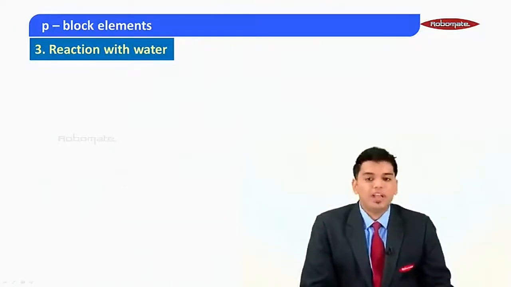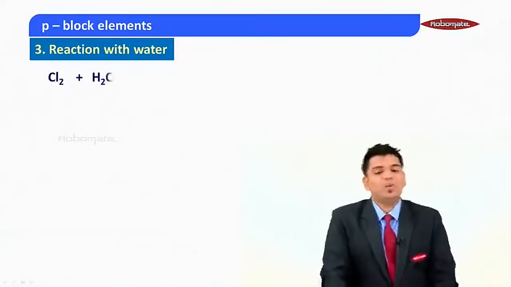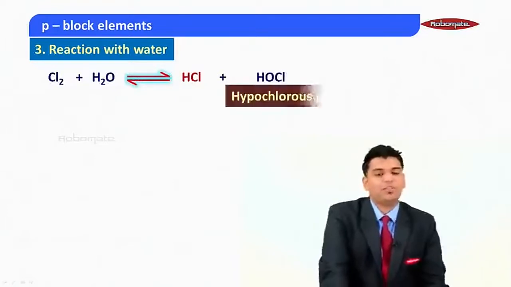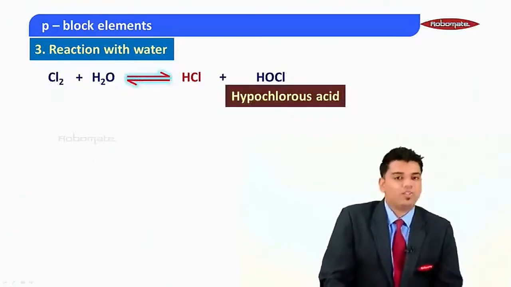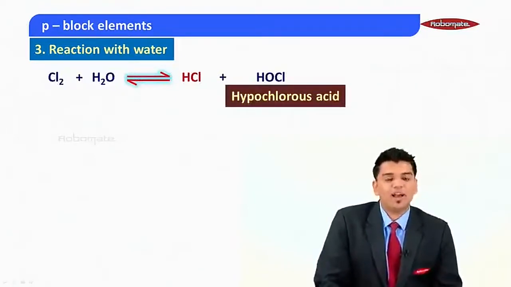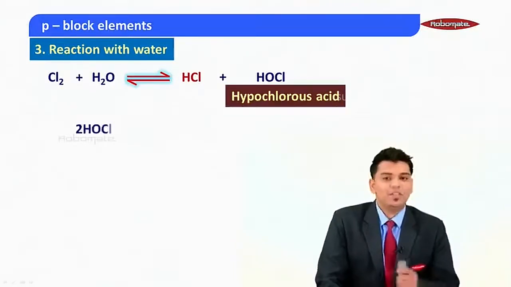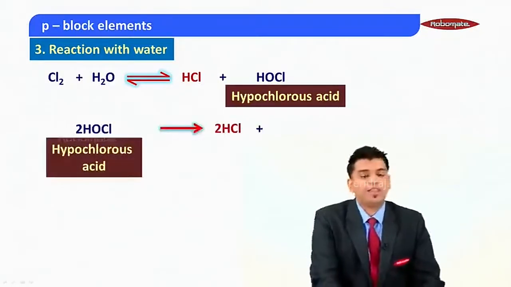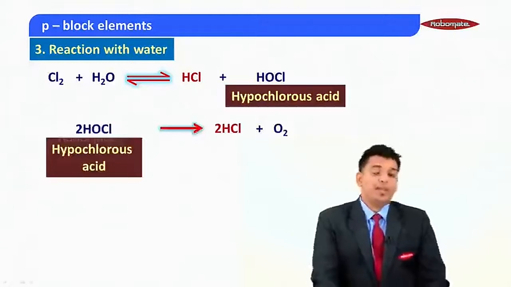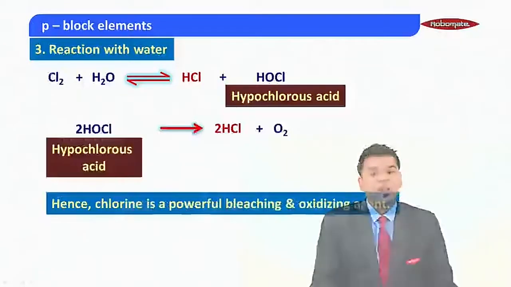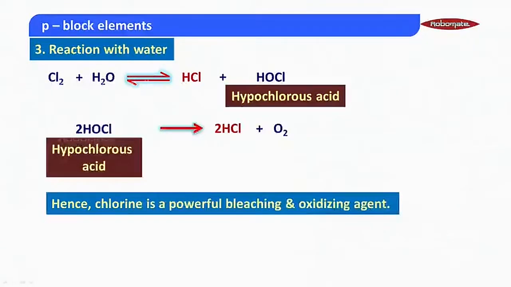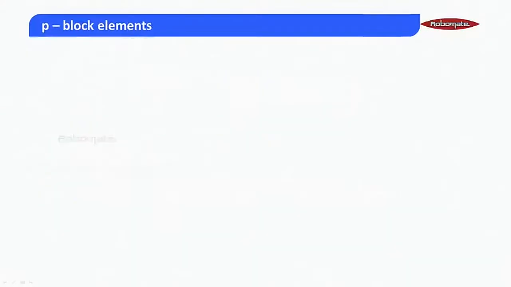We have reaction with water. Cl2 when reacted with water results in the formation of HCl and HOCl. HOCl is called hypochlorous acid. This further decomposes to give HCl and O2. It is because of this that chlorine acts as a powerful bleaching agent as well as an oxidizing agent.